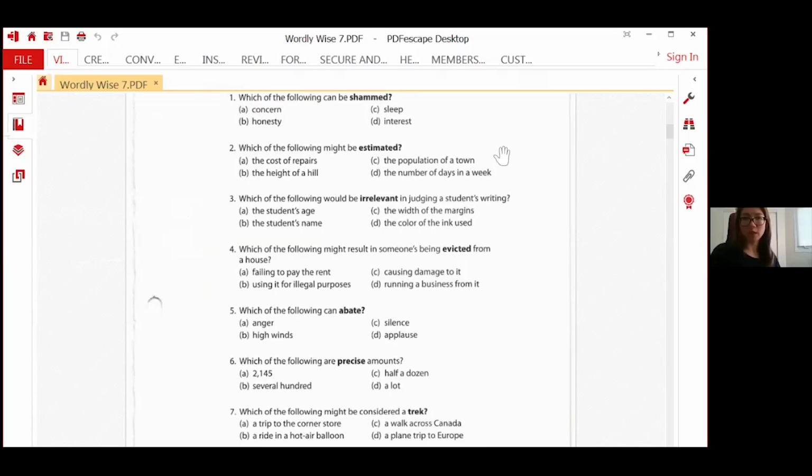It can be more than one. It doesn't only have to be one. There can be more than one answer. Which of the following can be faked? You need to think about it. Which of these can be faked?